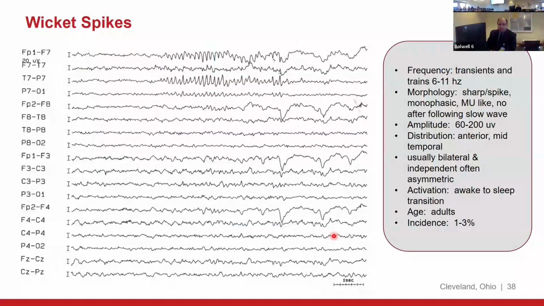This is called a wicket spike, okay? It looks like this spiky waveform, which is rhythmical, and it's usually maximum in the mid-temporal area. Okay, so you will see it in the temporal chains if you have placed them. It's usually 6 to 11 hertz. It has this pointy characteristic, and it's usually seen in the transition state between wakefulness and sleep, but it can be seen in stage 1 sleep, and it can be unilateral, it can be bilateral, but the important thing to remember is it is a normal variant.